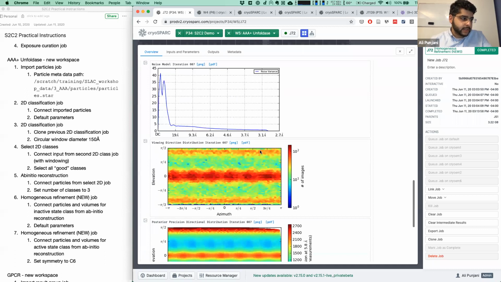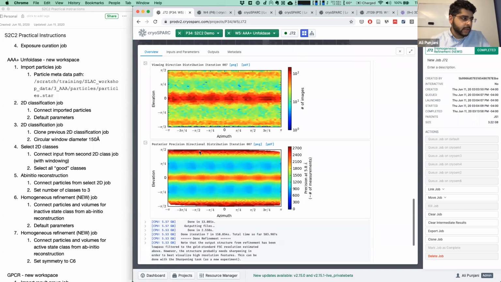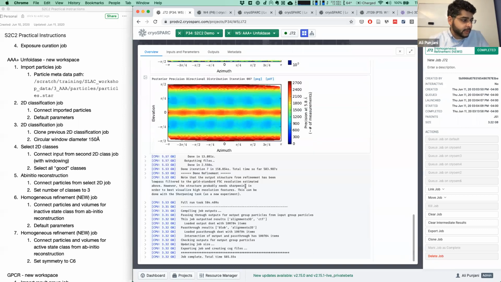And we can look at our orientation distribution plot, and we see that we have lots and lots of side views and a smattering of top and bottom views for the symmetric structure. In our posterior precision plot, which, as I mentioned before, is a different way of looking at the same information about viewing directions, we can see that every part of Fourier space is sampled at least something like 900 times, which is great. And means that we hope that the reconstruction is actually of a good quality.